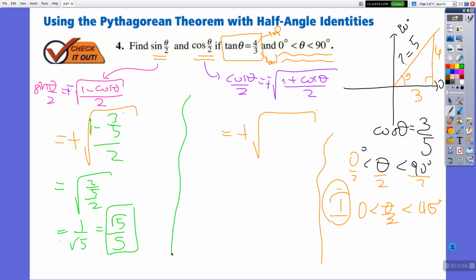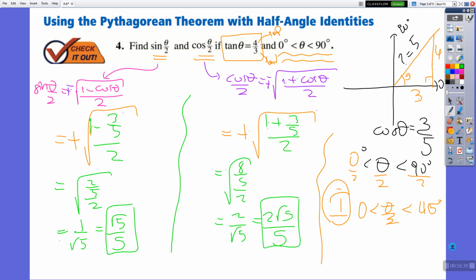Let's do the same for cosine. Let's just replace the unknown. 1 plus cosine theta, which is 3 over 5, over 2. So equalize denominators, multiply top and bottom by 5 here. So 5 over 5 plus 3 over 5, which is 8 over 5, over 2. So you are going to find the result as 2 over square root of 5. Rationalize it. 2 square root of 5 over 5 is the result.